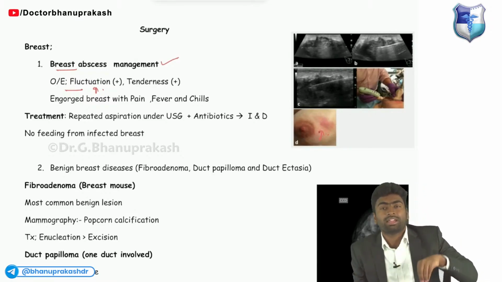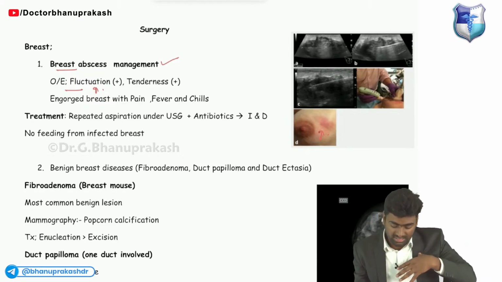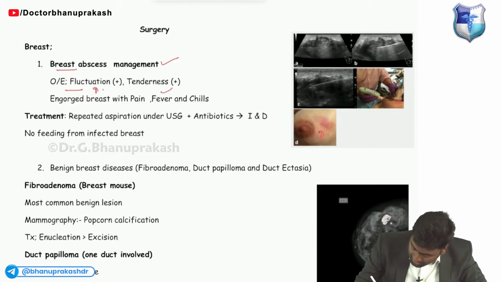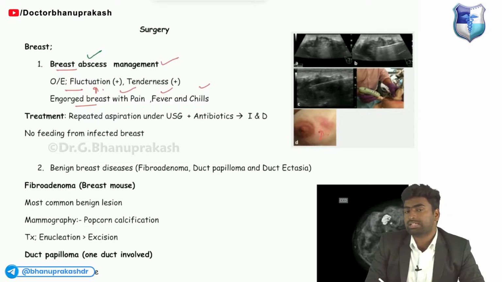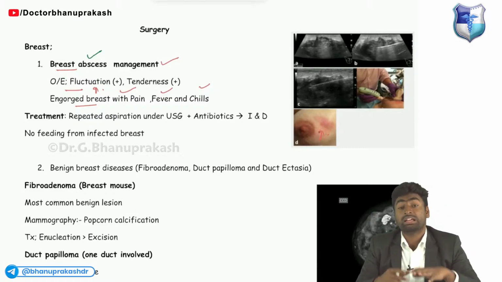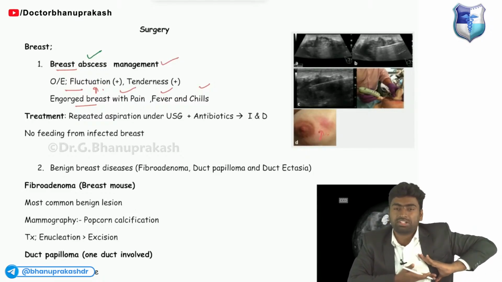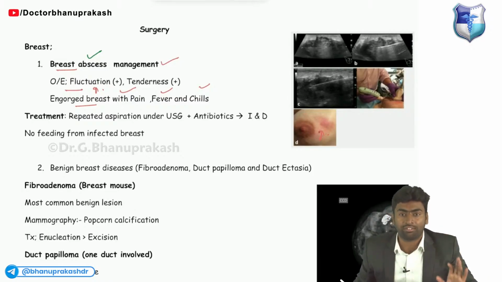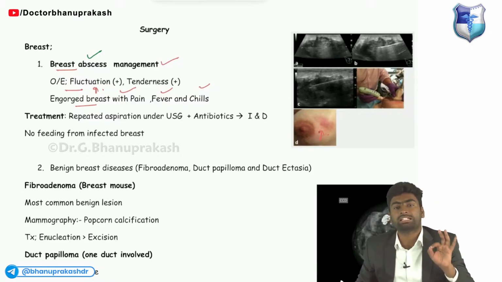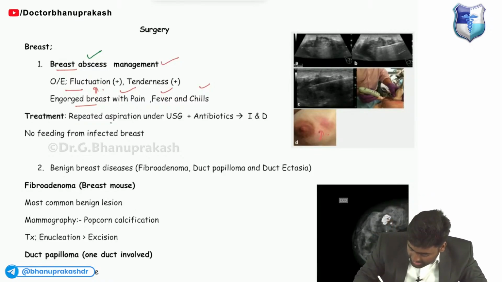If the mass is fluctuation sign positive, along with tenderness, fever, chills, and engorgement of the breast, all of these things are typical for breast abscess. Based on recent findings, initially you cannot do mammography because mammography will cause compression of the breast. So instead you can do ultrasonography, and you can attempt aspiration under ultrasonographic guidance. So what you need to do is aspiration under USG guidance.